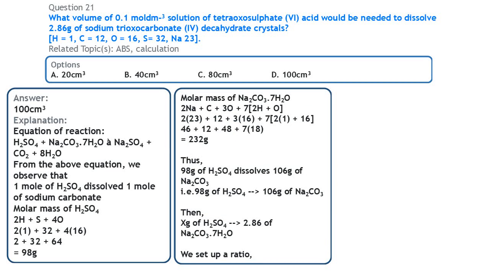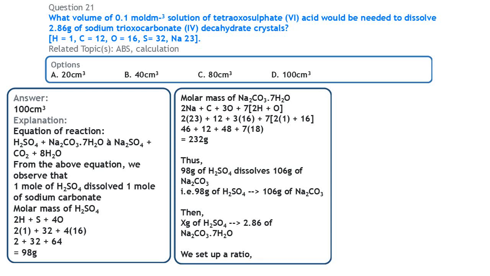Next, we are going to find the molar mass of sodium trioxocarbonate, the hydrated one. So we have 2 times the atomic mass of sodium, which is 23, plus the carbon, 12, plus 3 times the atomic mass of oxygen, which is 16, plus we then look for the mass of this hydrate as well. So this is going to be 7 times whatever is the mass of this H2O here. In H2O we have 2 of hydrogen plus 1 of oxygen. So we have 2 times 1, that's 2 times the atomic mass of hydrogen, plus the atomic mass of oxygen, which is 16. 2 times 1 is 2, plus 16 is 18. So that's why we have this 18 here.